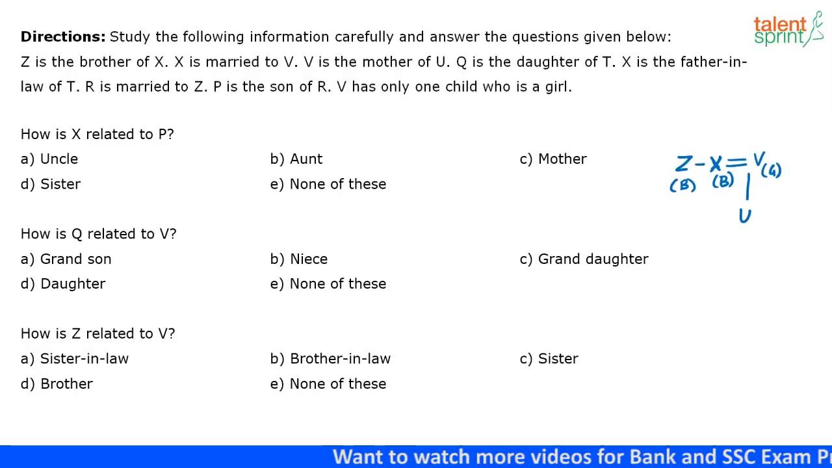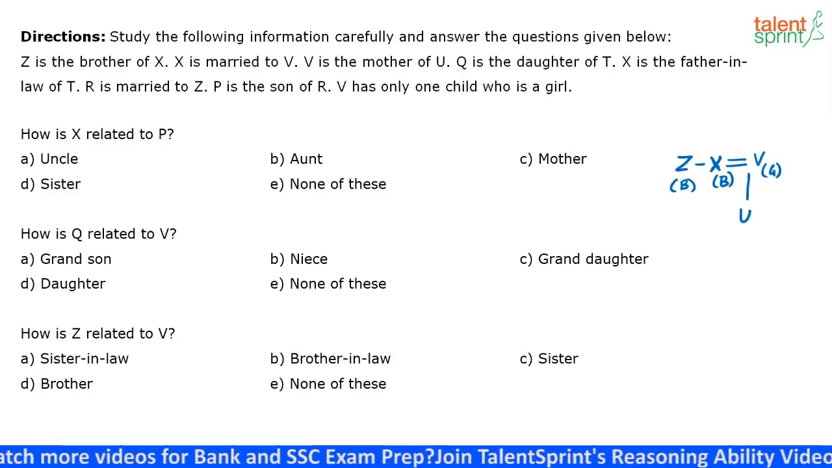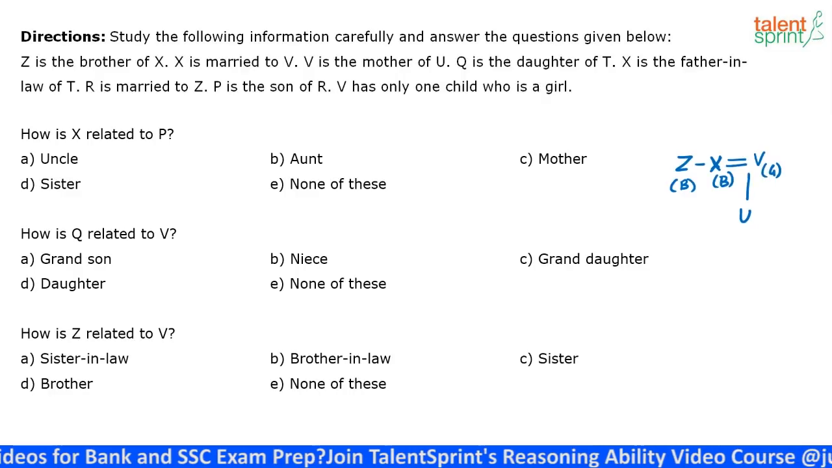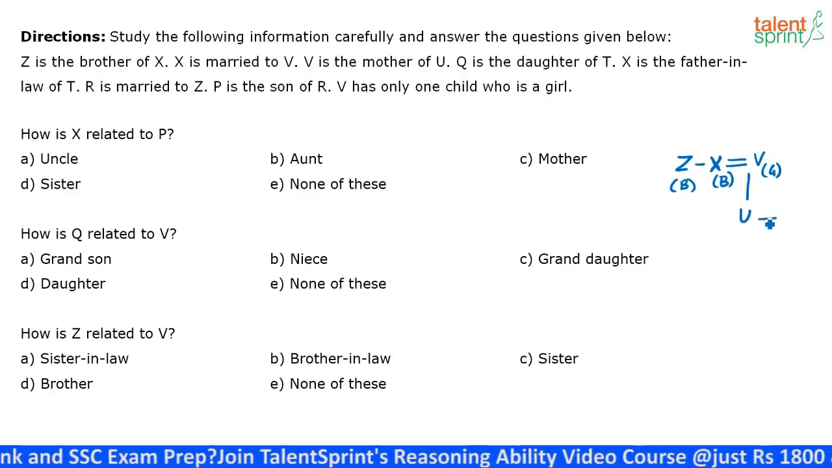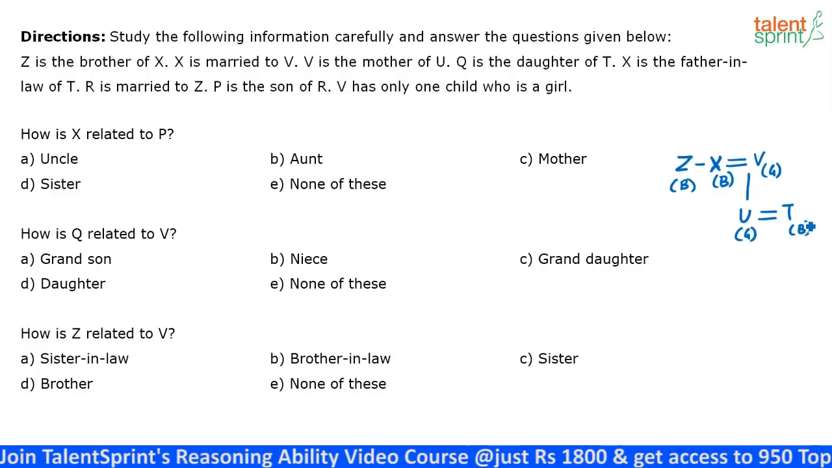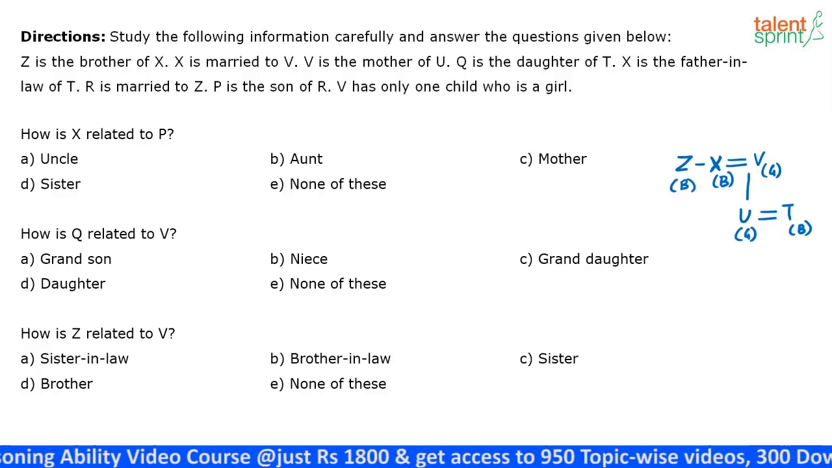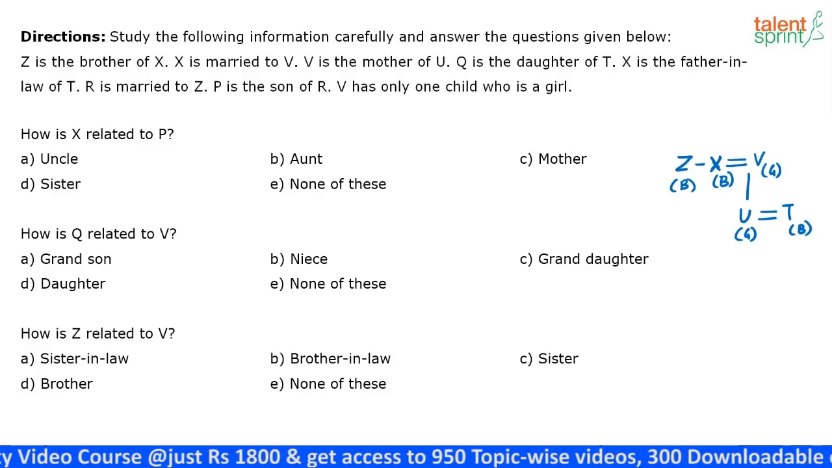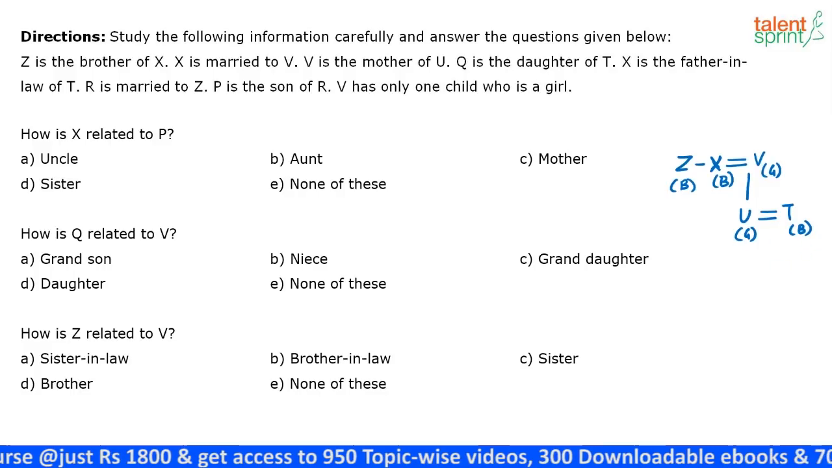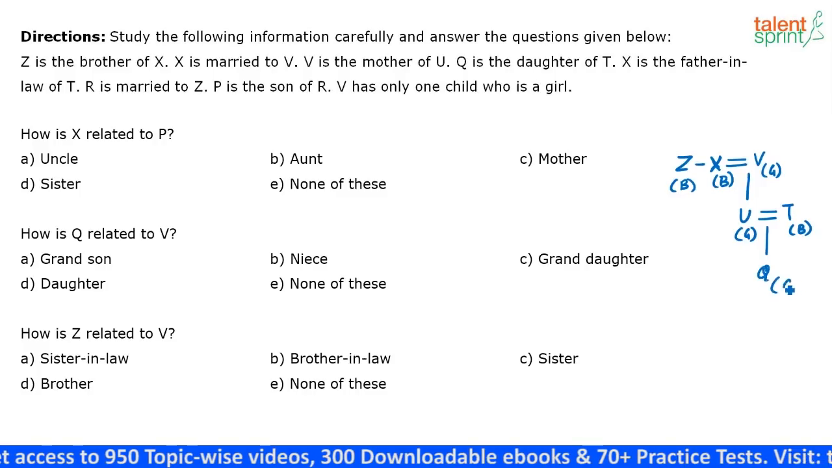Then what is given? X is the father-in-law of T, and it is also given that V has only one daughter. So who has to be T? T has to be the husband of U. So this has to be the girl and this has to be the boy, right? X is the father-in-law of T, V has only one daughter, and V is the mother of U. So this has to be the relation. Then it is given that Q is the daughter of T, so Q is here.